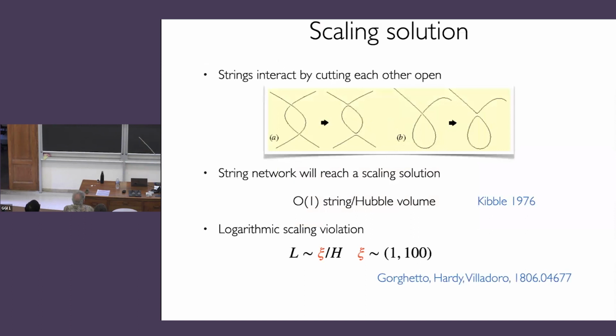So after they form, these strings will interact with each other, and they can cross each other and form loops. These loops will oscillate and dissipate, which keeps the string network in what is known as a scaling solution. And the scaling solution features order one string per Hubble patch. Okay, so Marco is an expert on this, of course. Since the seminal paper we have known about this logarithmic scaling violation, where instead of having one string per Hubble patch, we can have logarithmically many of them in a Hubble patch.